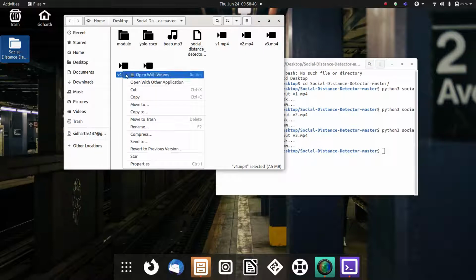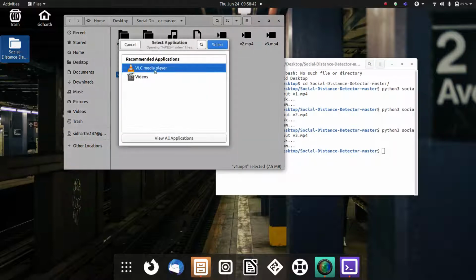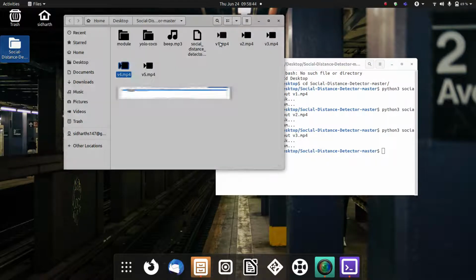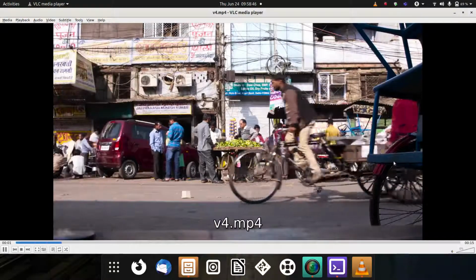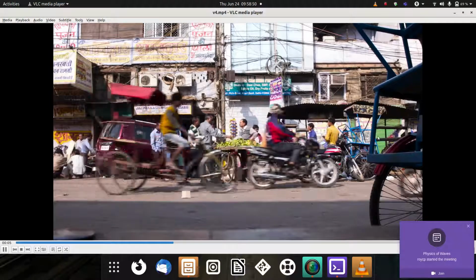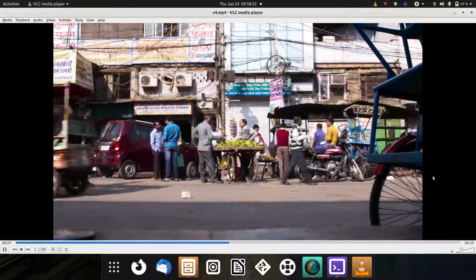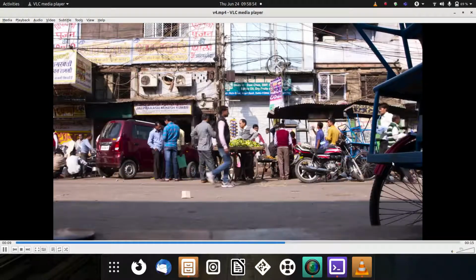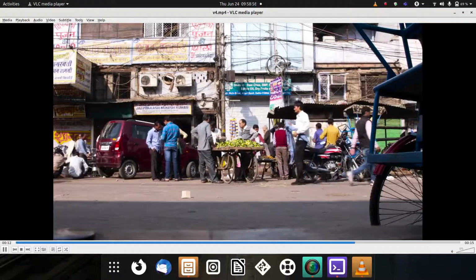Now let's go ahead and have a look at the fourth video, which has been taken in a busy Indian street, and see how it works. This, you can see, is a very usual morning street that can be seen anywhere in India. Now we shall be having a look at how the social distancing detector works in this particular scenario.